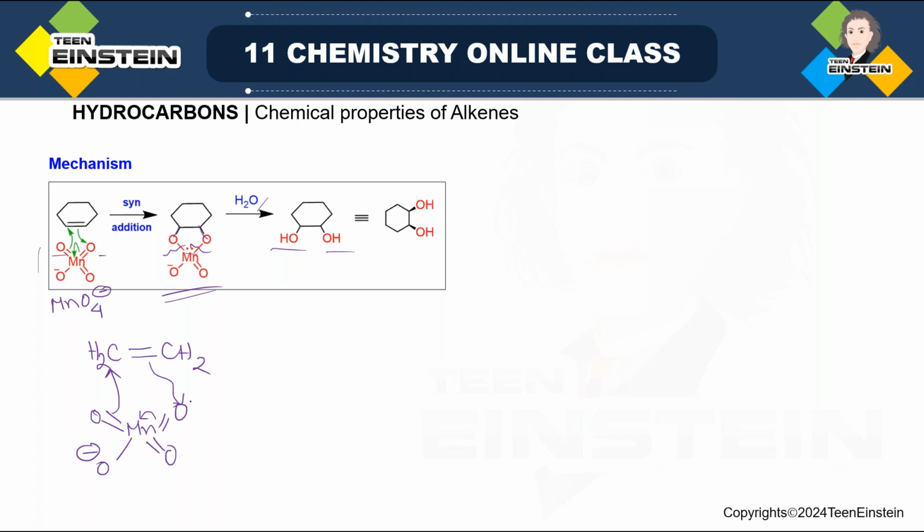In case of bromine addition, remember we have seen there is generation of this type of halonium ion, and then in the second step the X minus is added from the opposite side. So that is actually anti, but in this case it is syn, right?